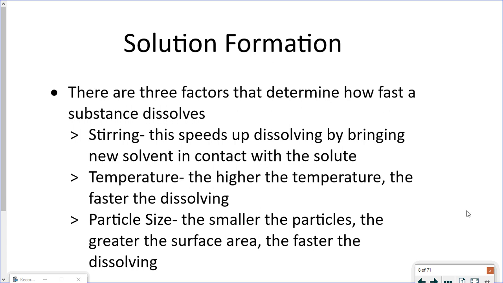We also look at particle size. So the smaller the particles are, they have a higher surface area, more locations for dissolving to occur, so it dissolves faster. So using little grains of sugar is going to dissolve a lot faster than if you had cubes of sugar.